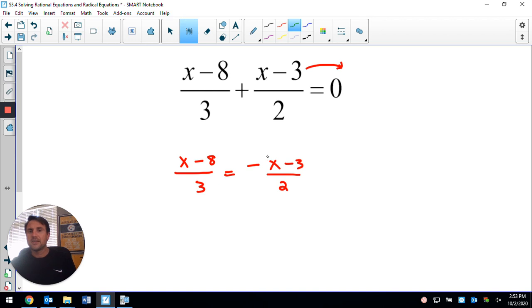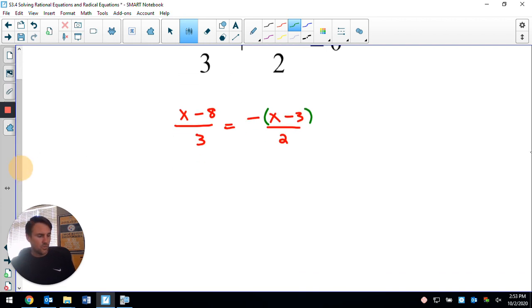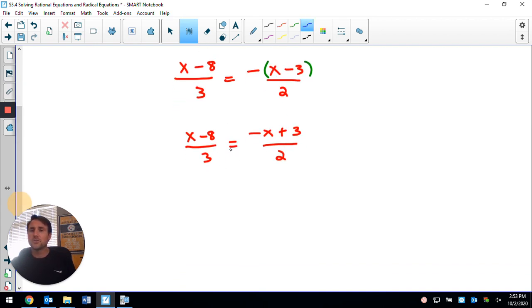Now, that negative is there because we subtracted this fraction, so we could distribute it through the parentheses, and I think that's what I'm going to do next. We're just playing with this to see what happens. There's a lot of different paths that we can take, and this is the one that I've decided on taking. So if I distribute the negative through those parentheses, I'll get negative x plus 3 over 2. And at this point, I notice I have a single fraction on each side. So I could cross multiply.